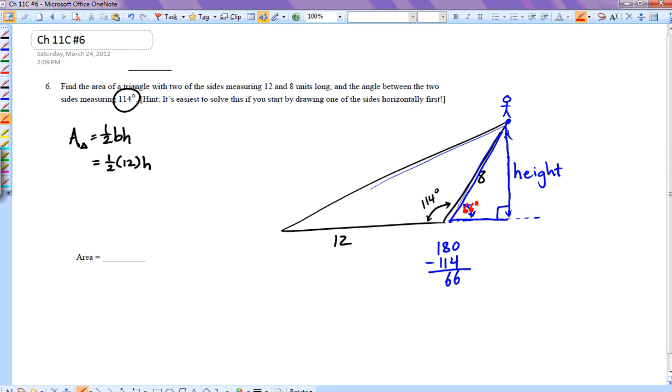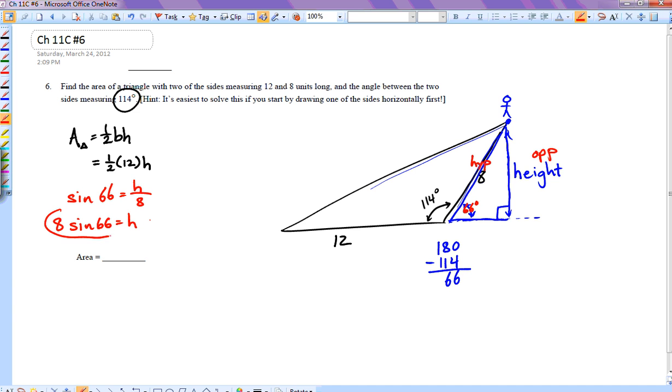66 degrees. And then over here, the height is the opposite side. The 8 is the hypotenuse. So I can do sine 66 equals the height over the hypotenuse. And then if I multiply both sides by 8, I get 8 sine 66 equals h. And, well, you can plug that into your own calculator to get what that is.